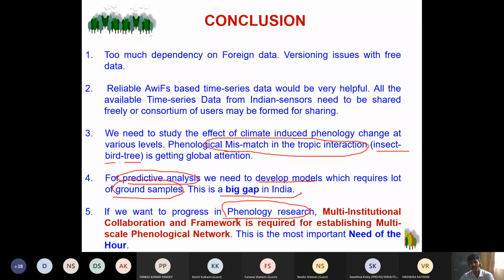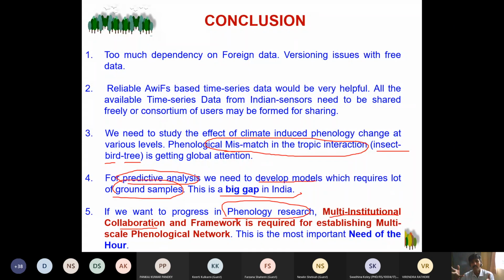So if we want to really progress in phenology research in India, if you want to create a strong phenology network in India, we need multi-institutional collaboration. It is not that one person sitting in BIT is working, no. So universities in central India, come and join my work. And universities in South India, go and join with somebody who is working on remote sensing. You do the ground data, you collect the ground data. So you will also be a co-author, right?